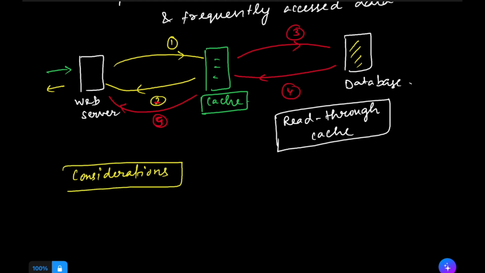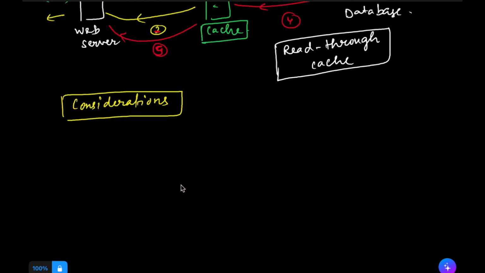So what are the considerations which we need to look into? First, we need to decide when to use cache. If our system is a read heavy system, where data is being read frequently rather than being modified, then a cache would be a better thing to introduce to enhance our performance and have a low latency system.